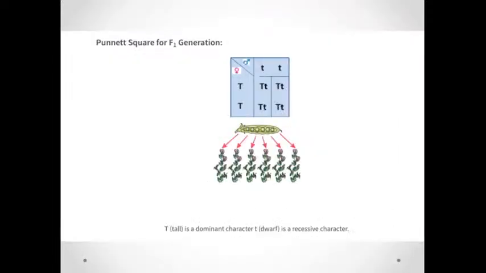In the Punnett square method, in the first generation the male is dwarf and the female is tall. So your cross looks like this. All the offspring are tall, and they have purple flowers. Tall is the dominant character, and dwarf is the recessive character.